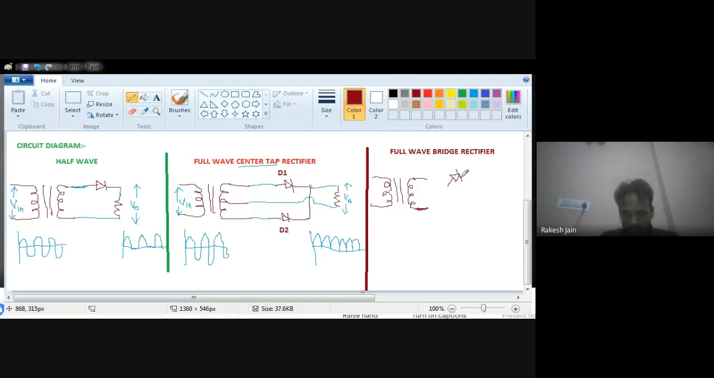So it means four arms are there. One diode is this one. Two diodes' anodes are connected with each other. See, these are two diodes. All diodes are connected in a bridge manner, so that's why it is known as a bridge rectifier. And two diodes' cathode terminals are connected.